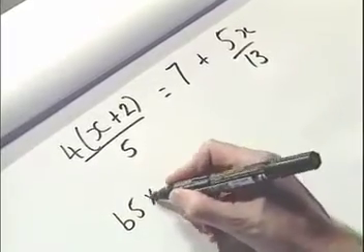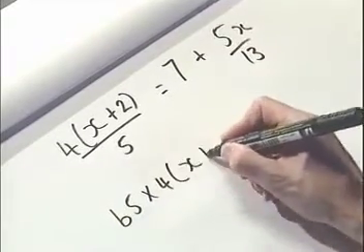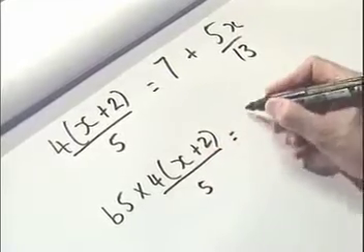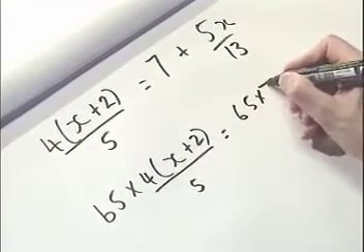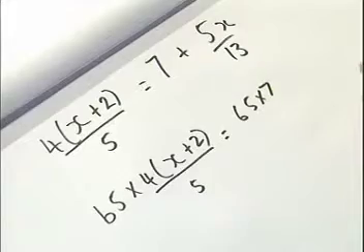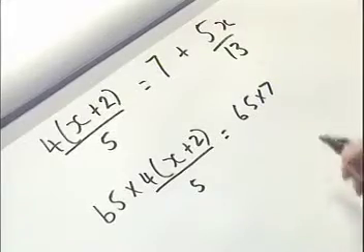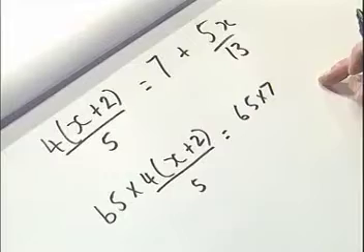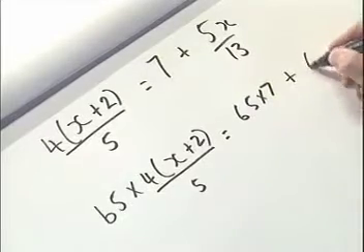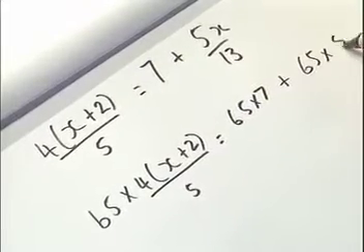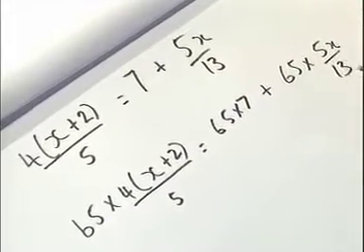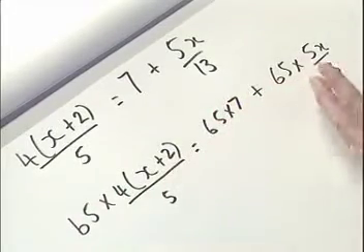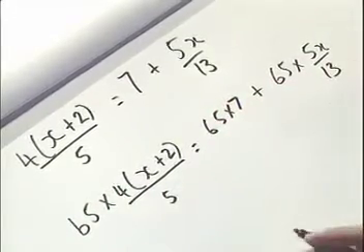So we have 65 times 4 brackets x plus 2 over 5. Then we have 65 times by 7. Remember I said we had to multiply everything. So that's not just these fraction bits, it's any spare numbers that there are around as well. Plus 65 times by 5x over 13.